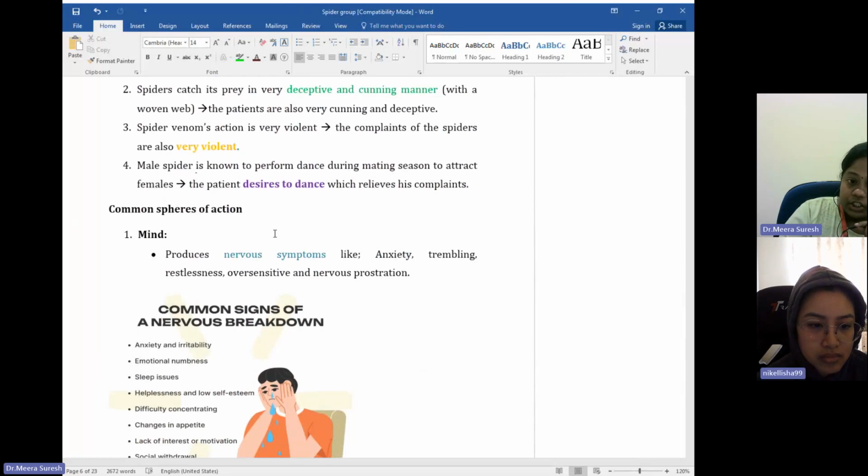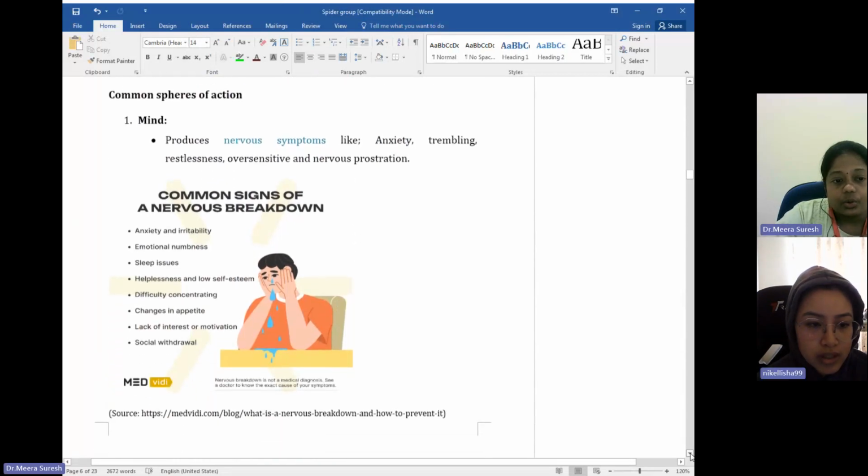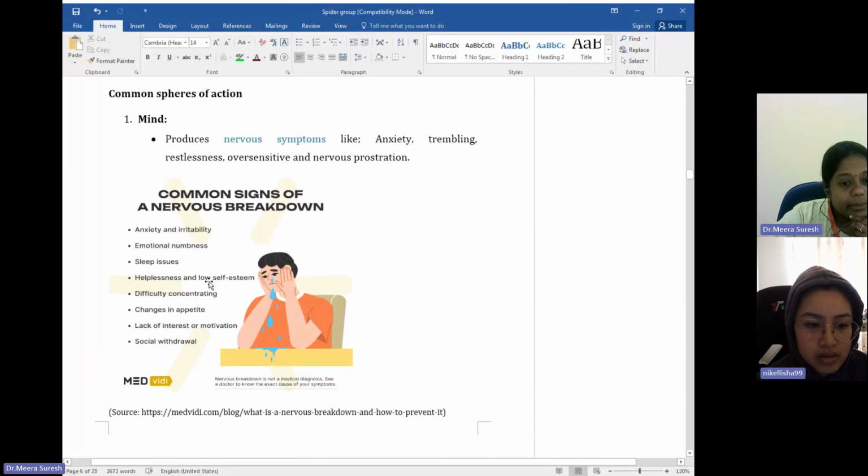Because if they are getting poisoned by spiders, I mean bitten by the spider drugs, they will be having some mental anxiety also. Am I going to die? All those anxieties. Even in the proving, we get that, in the constitution itself. So the person can be a mentally very broken down constitution with anxiety, numbness, sleep issues, change of appetite, social withdrawal, all this.